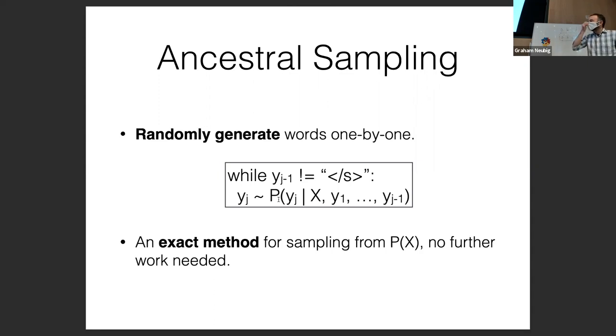So notably, this is an exact method for sampling from P of Y given X, and no further work is needed. You don't need to come up with any other algorithm. This is the best possible sampling algorithm you could have as long as you are able to decompose your probability distribution this way. Yes.